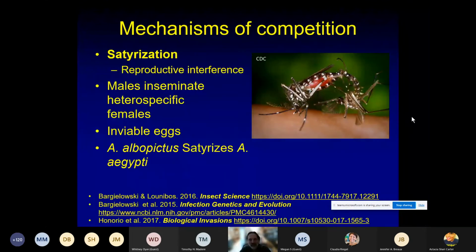There's another mechanism of competition that occurs between Albopictus and aegypti. This has been work largely done by my colleague Phil Lounibos. Satyrization is reproductive interference where males of one species will inseminate heterospecific females. And because female mosquitoes tend to be resistant to mating after they have been inseminated, these females that have been mated by the wrong male will produce inviable eggs. And Phil showed that many Albopictus populations effectively satyrize Aedes aegypti populations. And this too is a mechanism by which one of these species can inhibit the other. That acts in the adult stage.